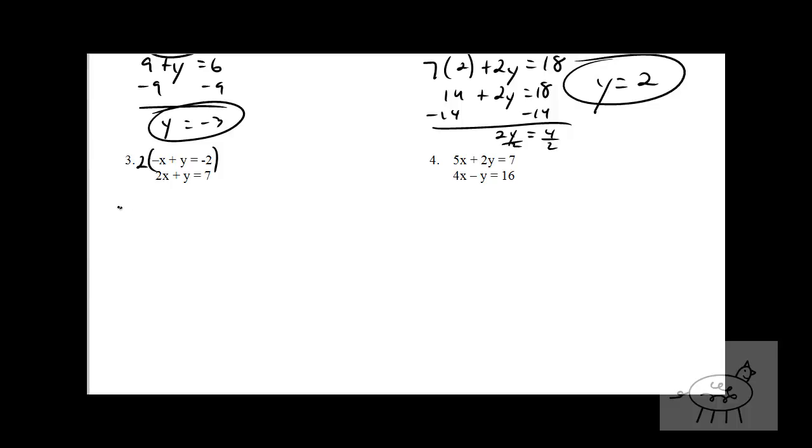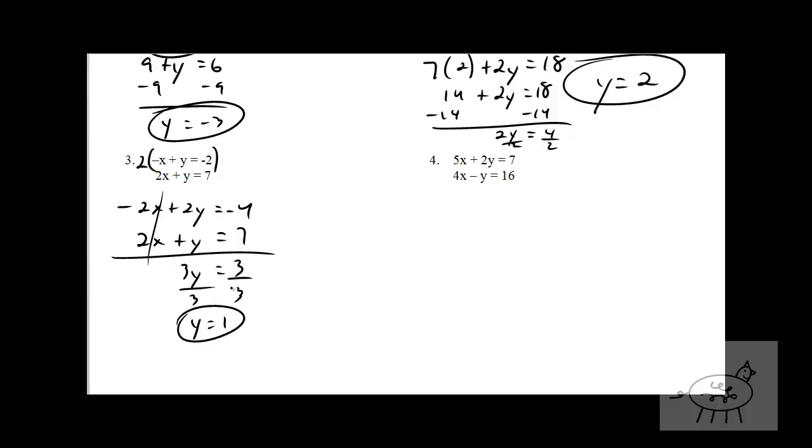So the top gives me negative 2x plus 2y equals -4, and the bottom is 2x plus y equals 7. And now the x's cancel. It was just a really easy choice to multiply this by positive 2. So you get 3y, 2y plus 1y is 3y, and 7 minus 4 is 3. So divide by 3, y equals 1.